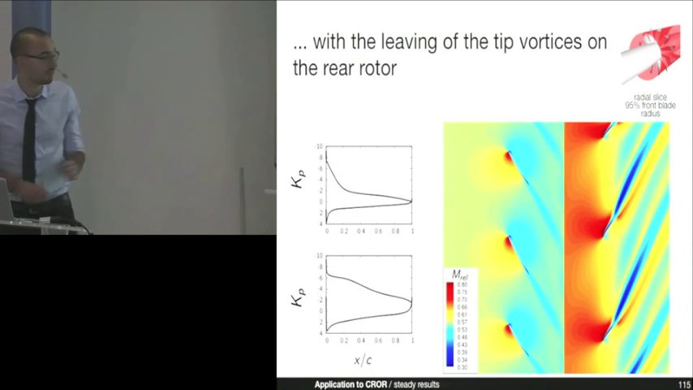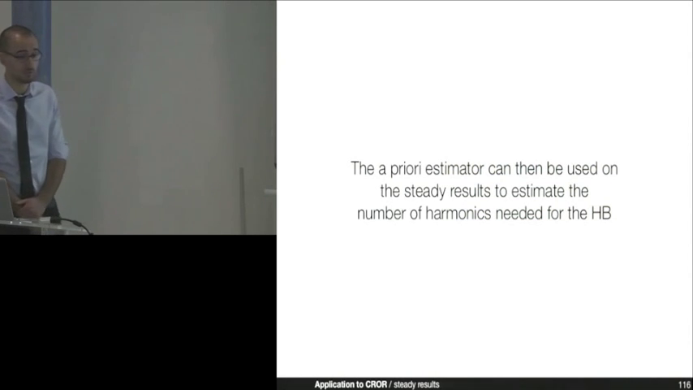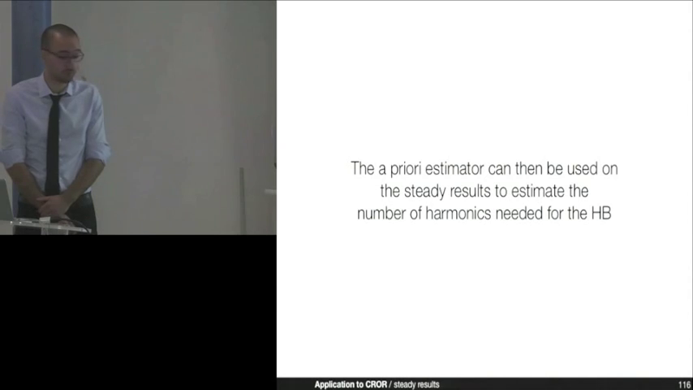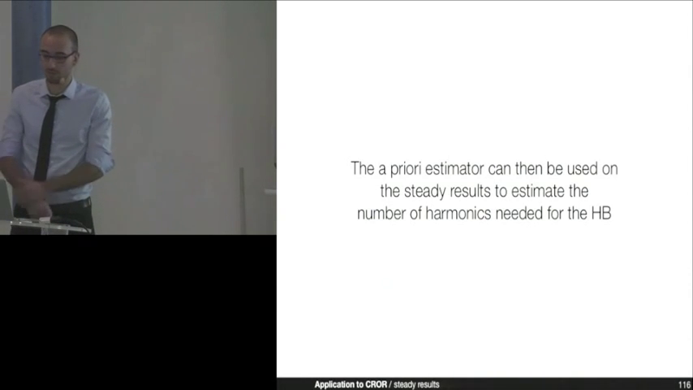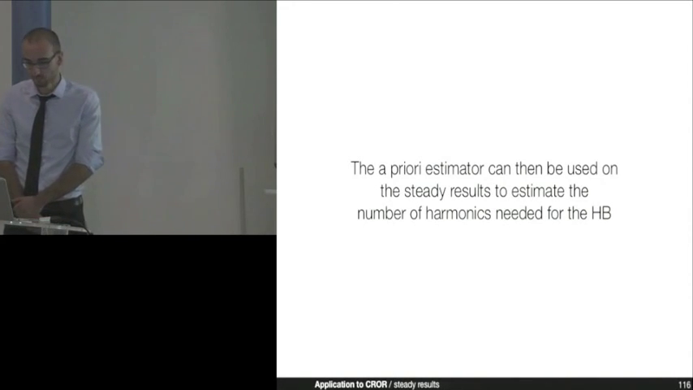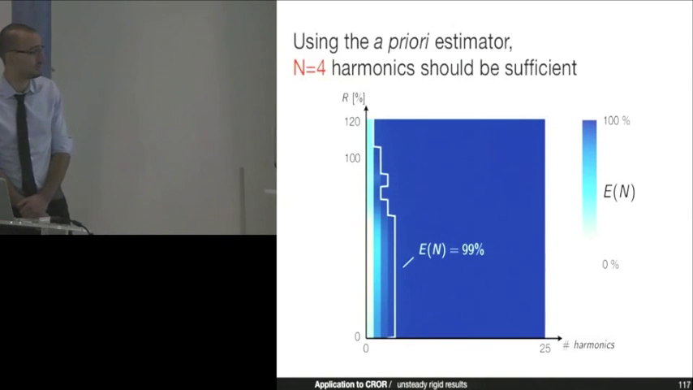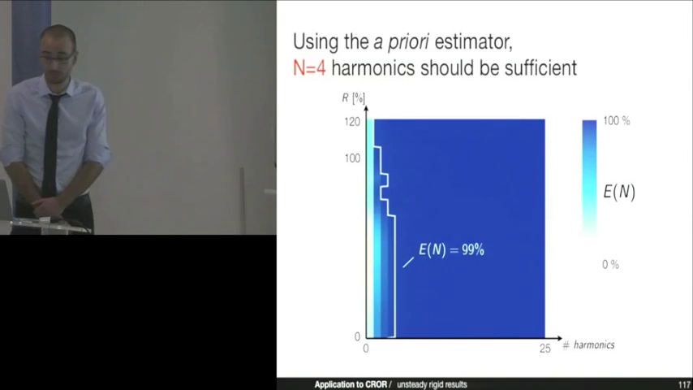Now that we have confidence in these steady results, as they provide a good core physical phenomena, we can use the a priori estimator on these steady results to estimate the number of harmonics needed for the harmonic balance. So using our a priori estimator, n equals 4 harmonics should be sufficient, as denoted here.